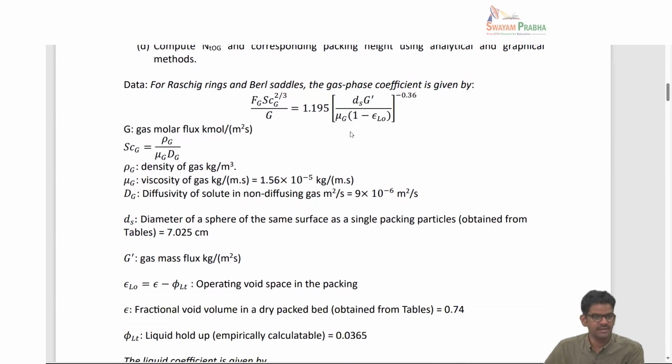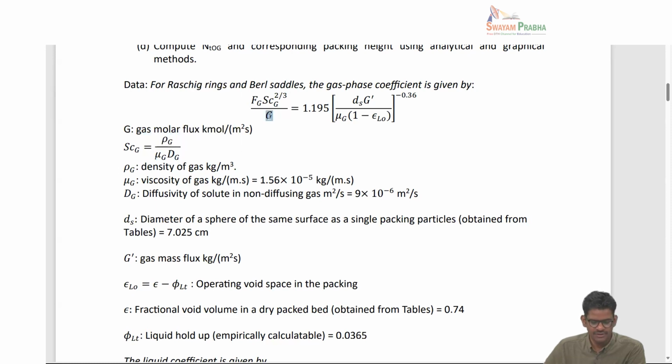Now there are some data given here because this involves calculation of mass transfer coefficients. So we have to use some correlations. So it says that for Raschig rings and Berl saddles, the gas phase coefficient is given by some correlations. What you see here is Fg, that is the local gas phase mass transfer coefficient, F type, and then you have got the Schmidt number of the gas side. Okay, and it is defined as mu by rho D using all gas properties.